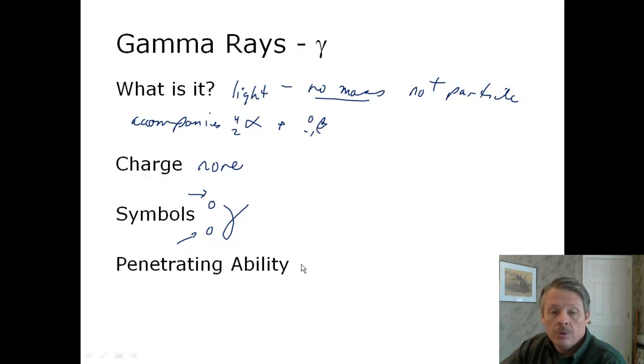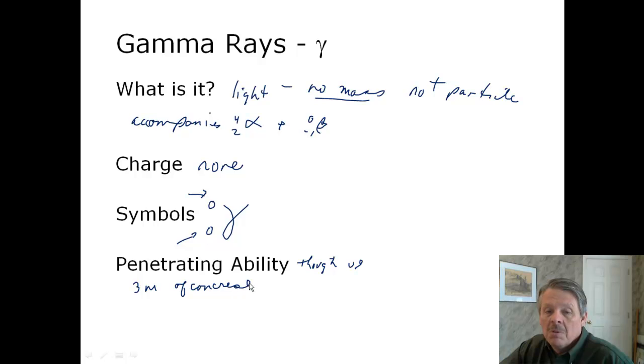It will not only go through your clothes, it'll go through you. It will actually go through us and come out the other side. It goes in, it does some damage, and it goes out the other side. It doesn't stop. Now, it can be stopped by, let's say, 3 meters, which is almost 10 feet of concrete. Or most of it can be. Or a lot of lead. A few inches of lead.